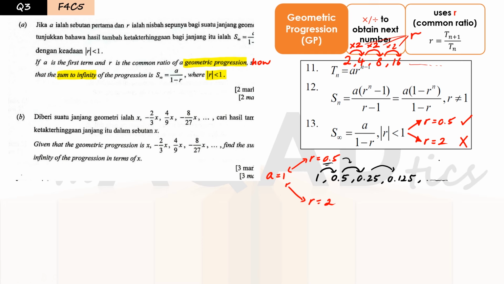If we use the formula, S infinity, a is 1, so it would be 1 over 1 minus the r value, which is 0.5.